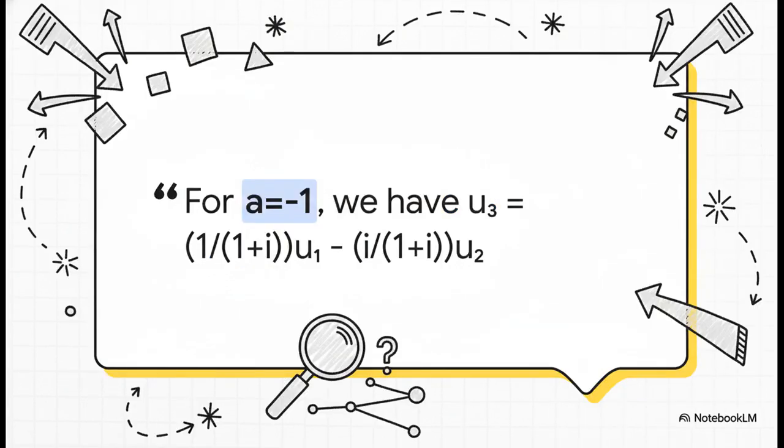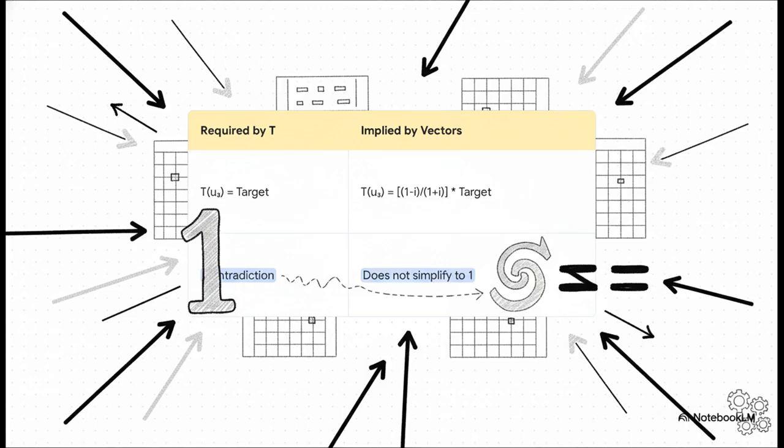Okay, time to interrogate our final suspect. a equals -1. Here's the alibi we're testing against. This is the specific, non-negotiable relationship that has to be true for our vectors in this case. We're going to run the exact same play. Apply T, substitute the target matrix, and check those coefficients. We need them to simplify to 1 for T's story to be true. But this time, they don't. Not even close. They simplify to a totally different complex number. And that is a major problem.